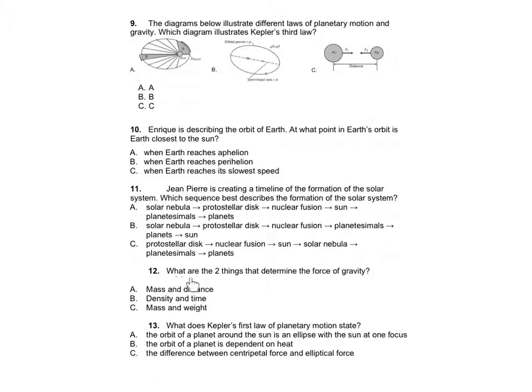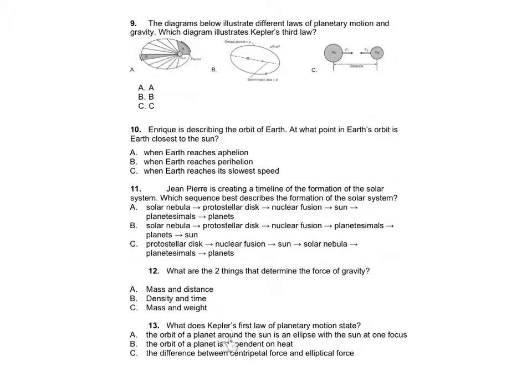Number 12. What are the two things that determine the force of gravity? A, mass and distance. B, density and time. C, mass and weight. Number 13. What does Kepler's first law of planetary motion state?